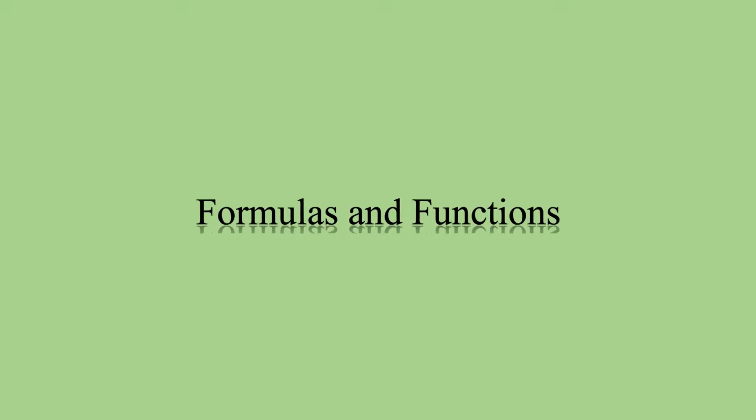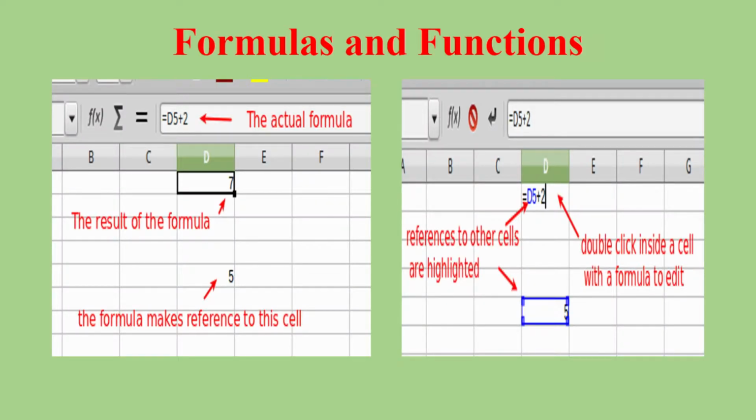Next topic is formulas and functions. In a spreadsheet, often the contents of one cell depend on the contents of other cells. For example, in a list of item prices, the total depends on each individual item price. To handle this situation, we can use a third type of data, the formula.